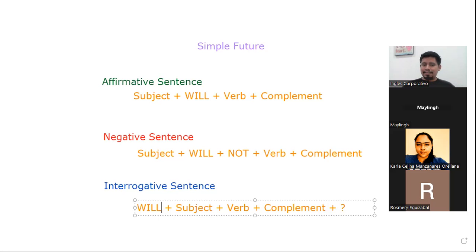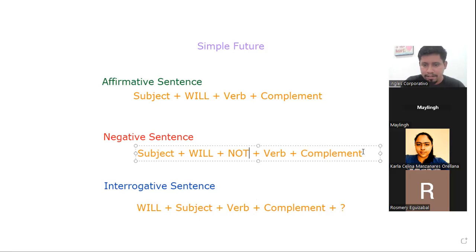In the case of the negative sentence, it's going to be the same, but we usually do constructions there with will not, because instead of will not, we're going to be using won't. Have you ever listened to that word before? Like this one? Yes, right? Won't. It's like will not.